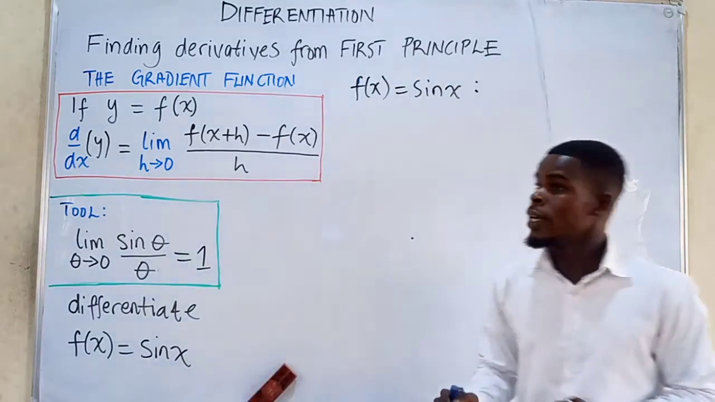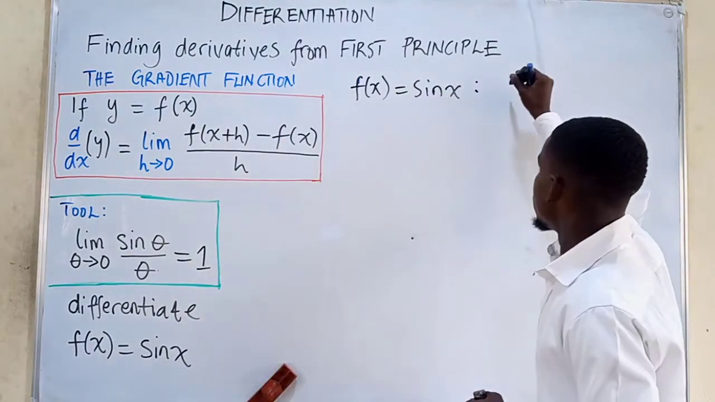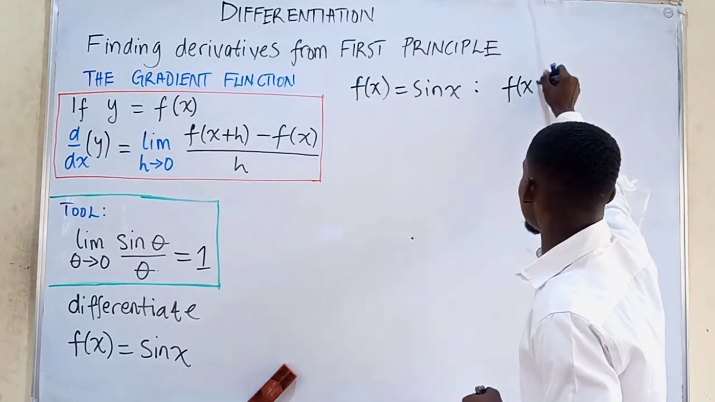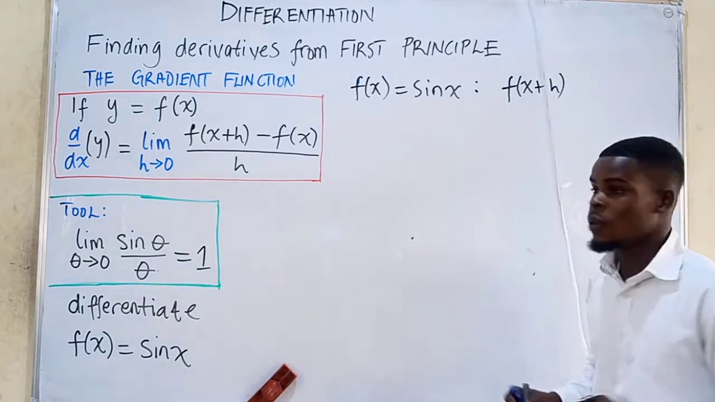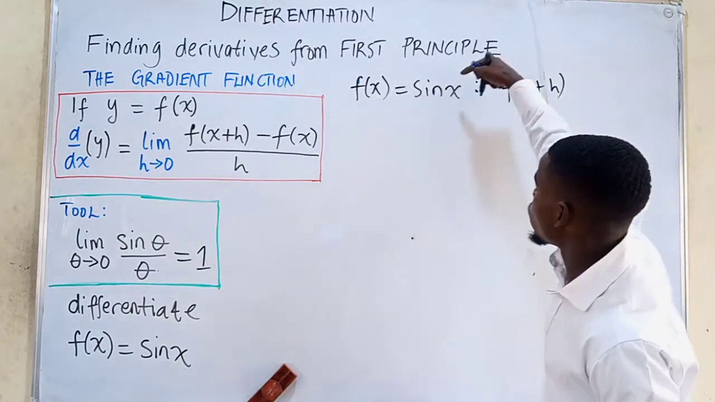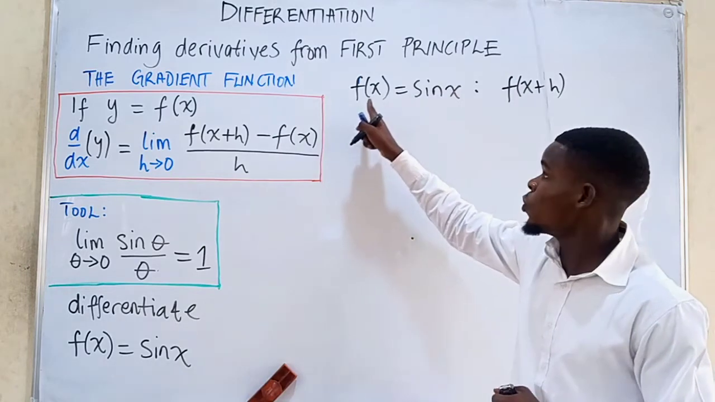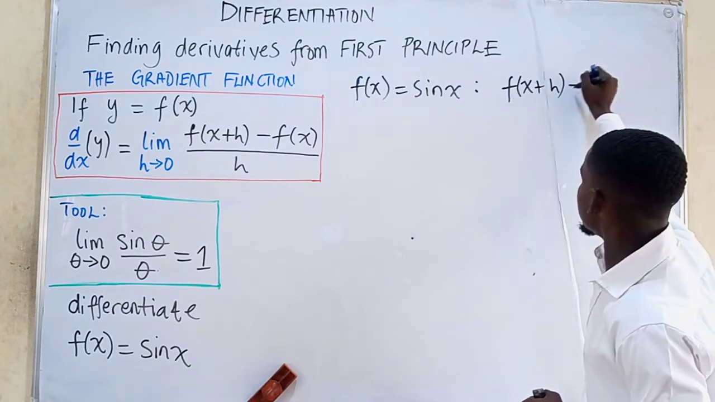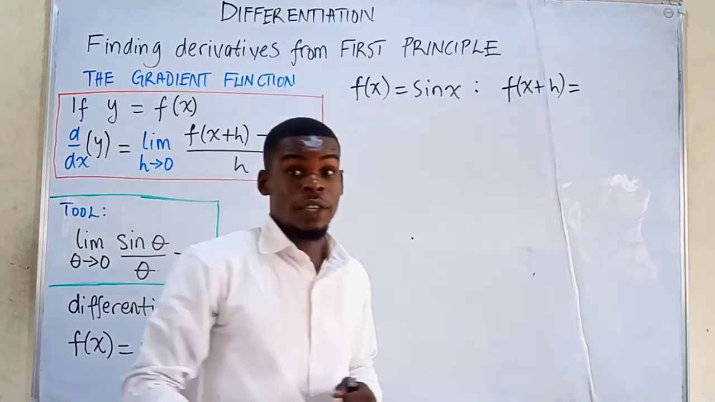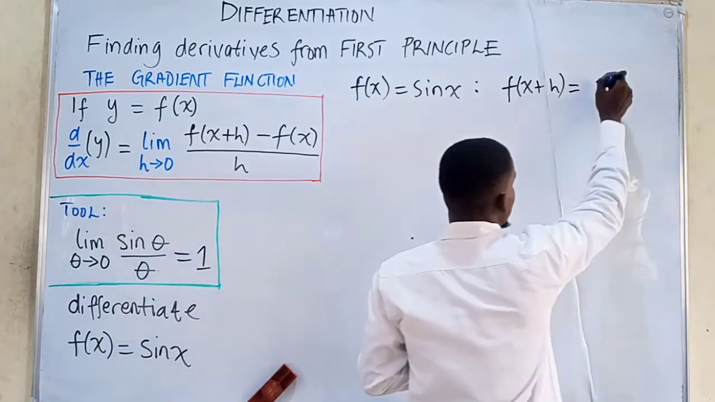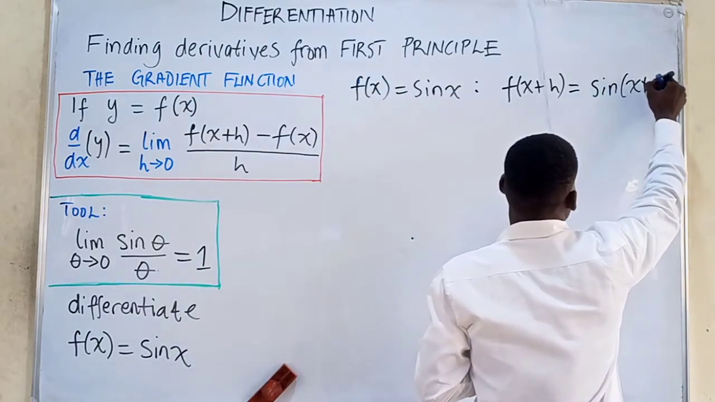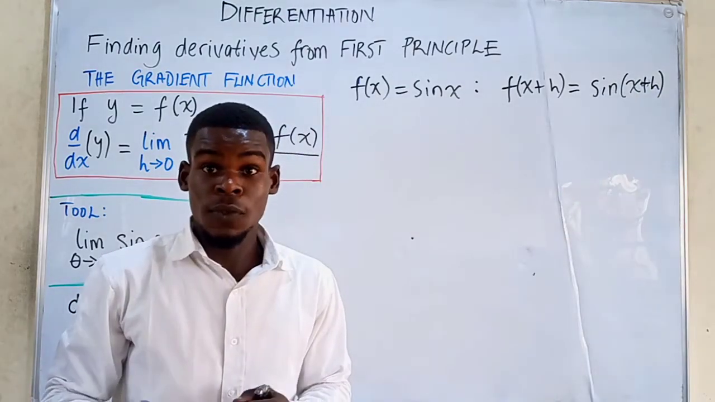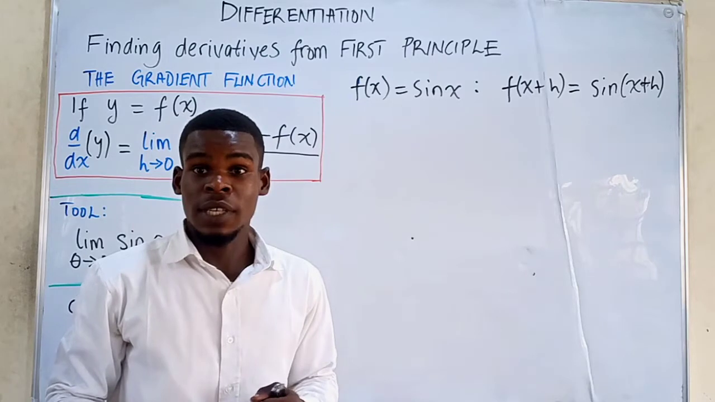Now look at this. F of x is sine x, right? Now what will f of x plus h be? This is where x is appearing. This is a function that when you put anything in it, it will evaluate the sine of that thing. So here, we will plug in x plus h. We are just going to evaluate the sine of x plus h. So this is going to give us sine of x plus h.